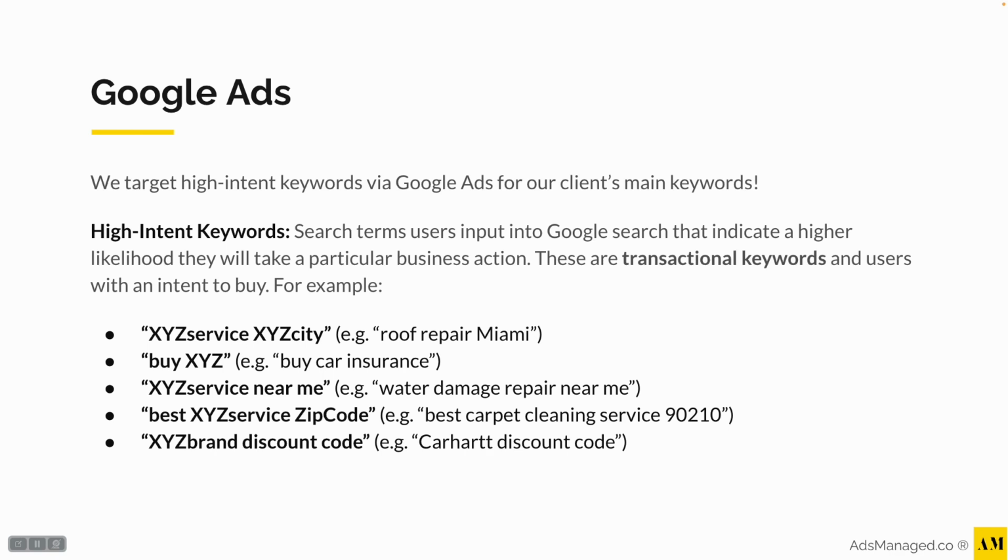Next, best service zip code. So best carpet cleaning service, my local zip code, or brand discount code. They're ready to buy and just want to see if there's a coupon code out there. So these people are high intent. They are looking for a solution to their problem.